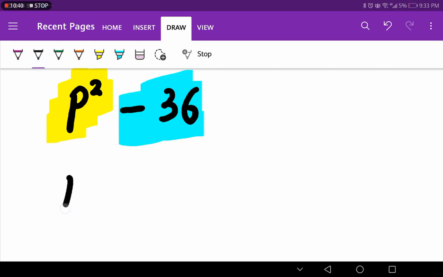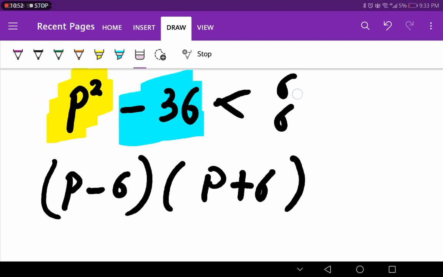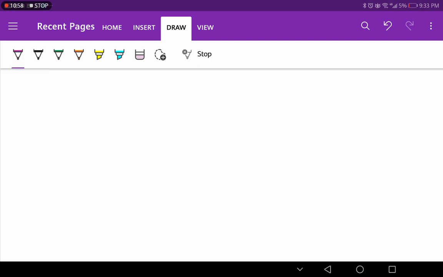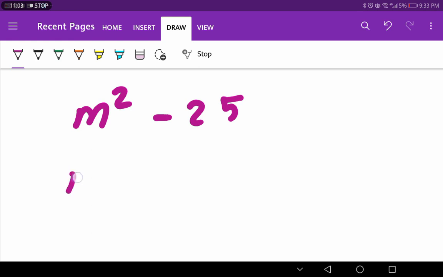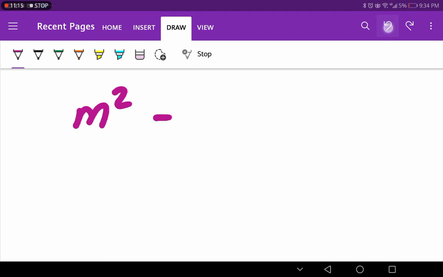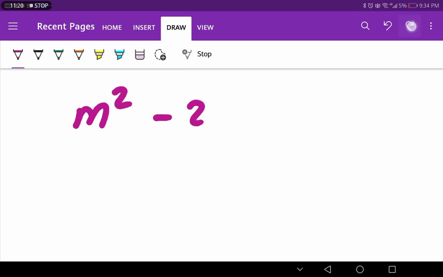So what we have to do, we write p negative 6 and p positive 6. Why 6? Because the 36 comes from 6 multiplied by 6. Okay, my dear student, it is a special case. Let us take one more example. It is easy. m square minus 25. So it is m minus 5 and m positive 5. Okay, shall I write it correctly before? Let me check. Maybe, yes, correct. It was correct. Good for you, my dear student.